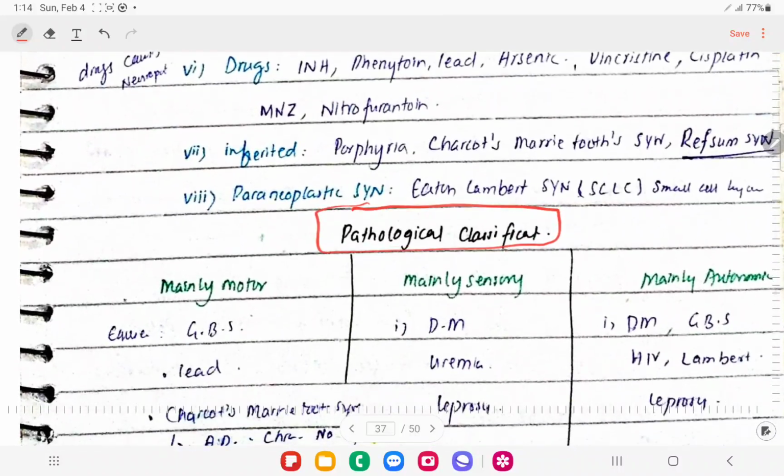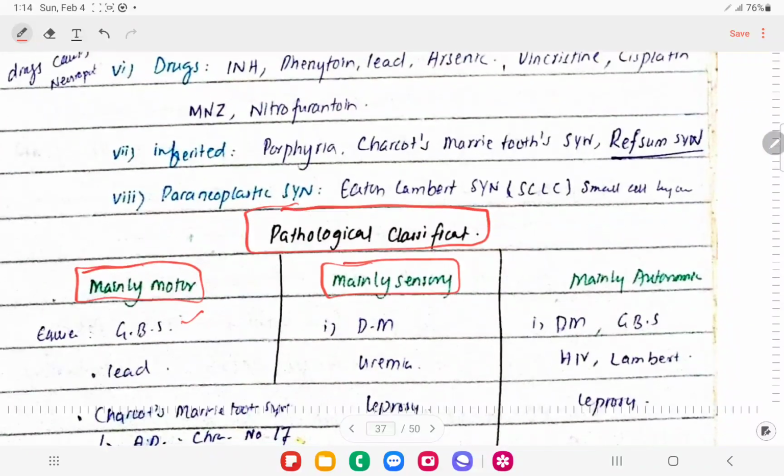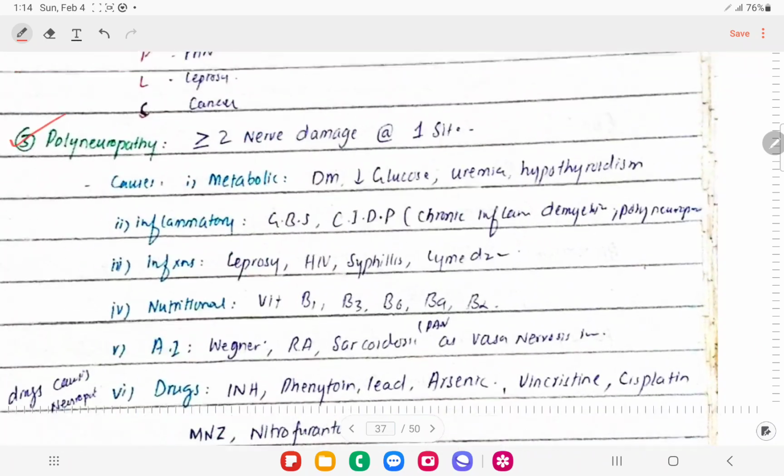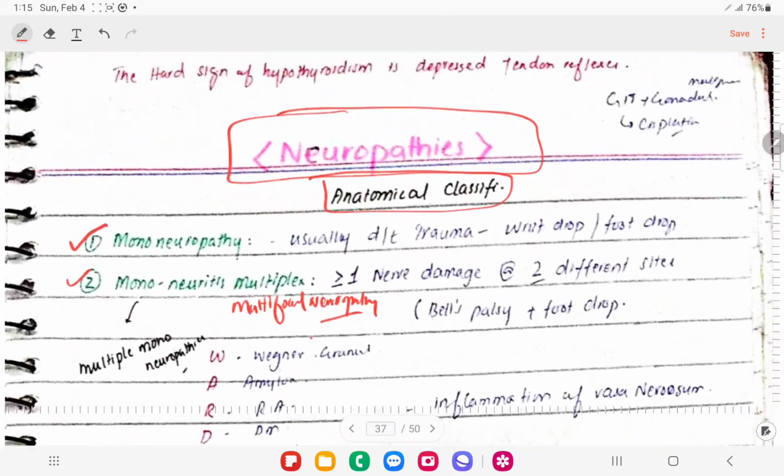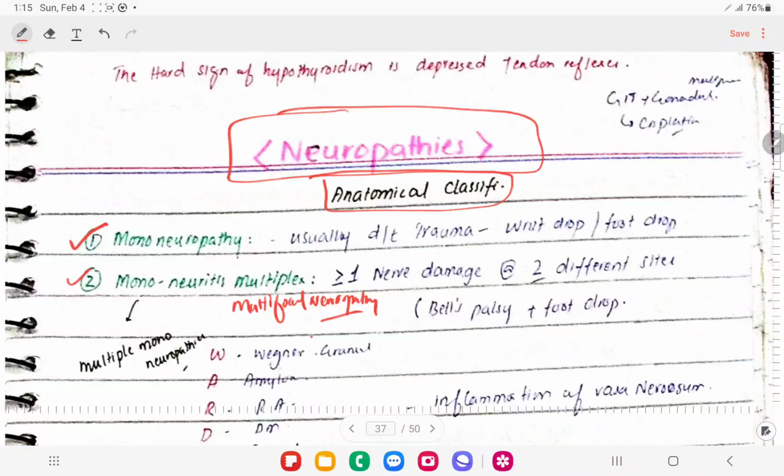And in pathological classification, we can divide if the patient is having mainly motor involvement, like GBS, if mainly sensory nerves are involved, and if mainly autonomic nerves are involved. So this is a pathological classification for that. So let's talk about anatomical classifications right now.